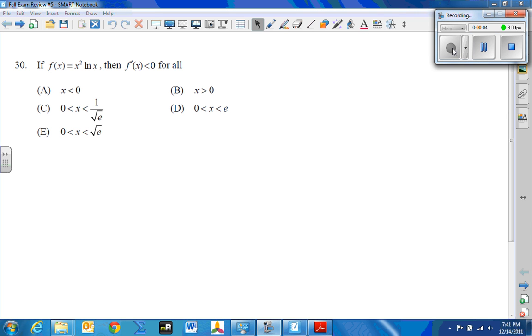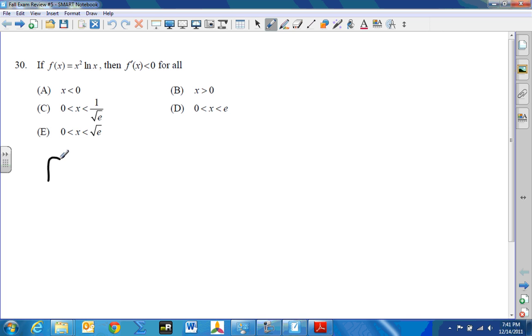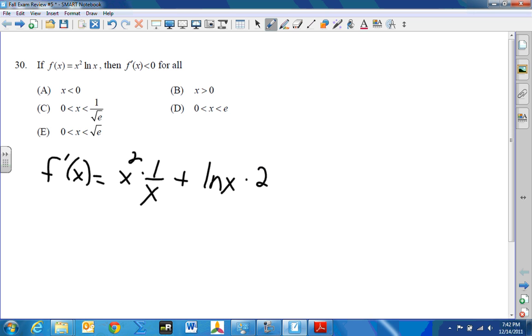Okay, in this function that we're given here, we were asked to find when f prime is less than 0. So we need to take the derivative. f prime of x is going to be, using the product rule, the first times the derivative of the second. Excuse me, we're using the power rule, plus the second, which is going to be ln of x, times the derivative of the first, which is 2x.